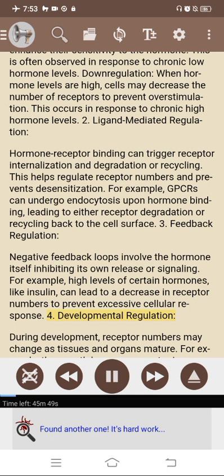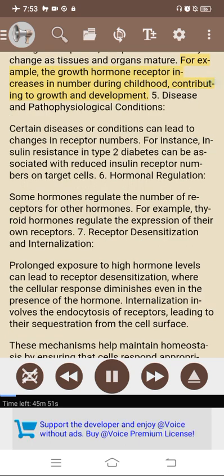4. Developmental regulation. During development, receptor numbers may change as tissues and organs mature. For example, the growth hormone receptor increases in number during childhood, contributing to growth and development.